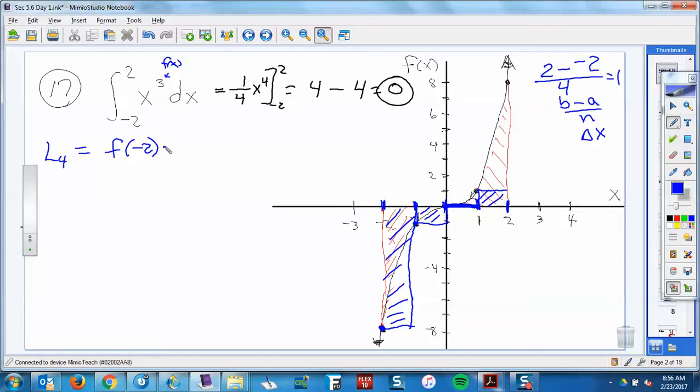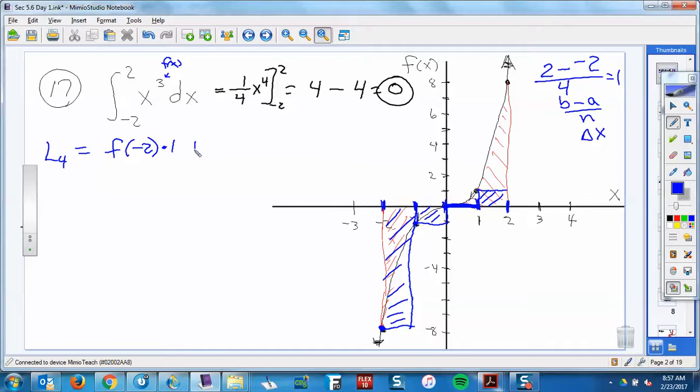Now, times, what's the width on this? 1. Now, it might seem silly to write the 1, but I want to write it, because when you look at this, and again, it goes to the patterns we're talking about, I want you to see height times width. Because I want you to see this and think of area. I want you to think of this as that blue area. So I want you to be thinking rectangle height, that's the f, that's the y value, and then rectangle width. Height times width is area.